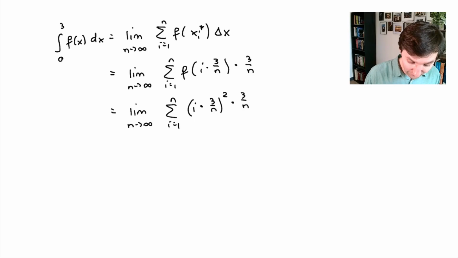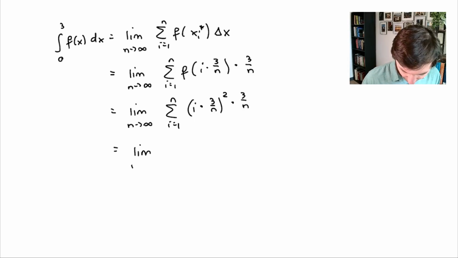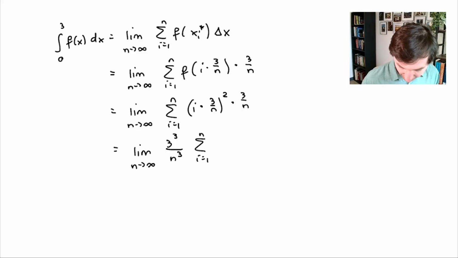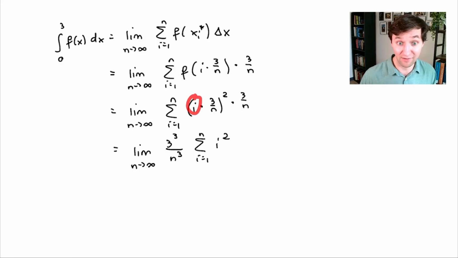Let me factor that number outside of the sum, and I will get the limit as n goes to infinity of 3 to the third power divided by n to the third power of the sum starting at 1 ending at n of simply i squared. The only term that is left is i, the one that depends on i. Everything else that doesn't depend on i can be factored outside of the sum.